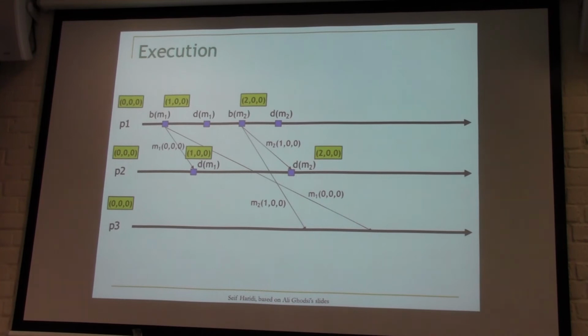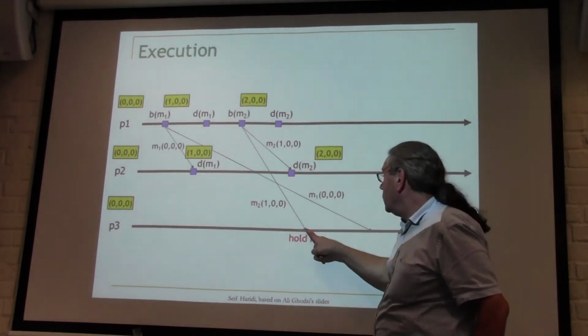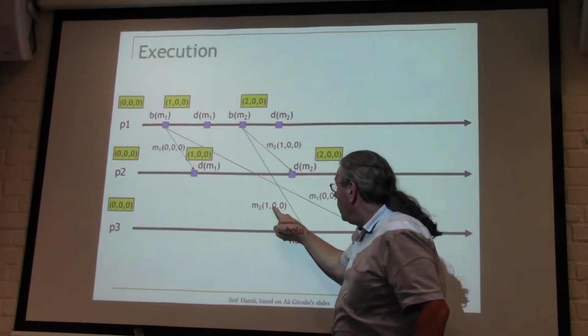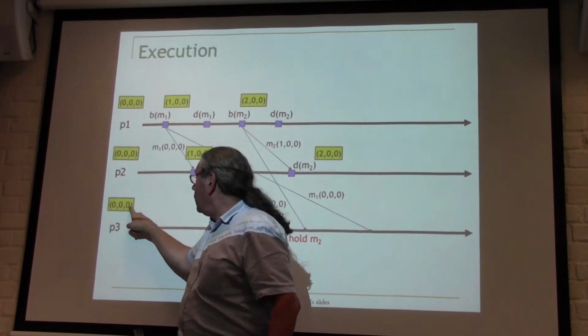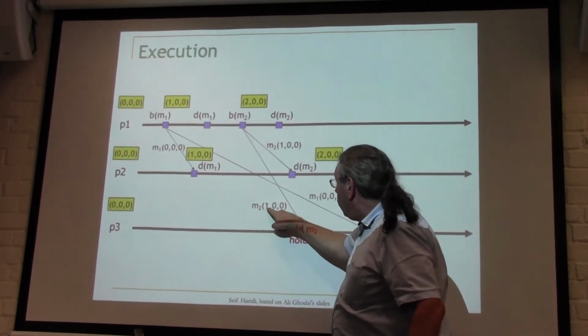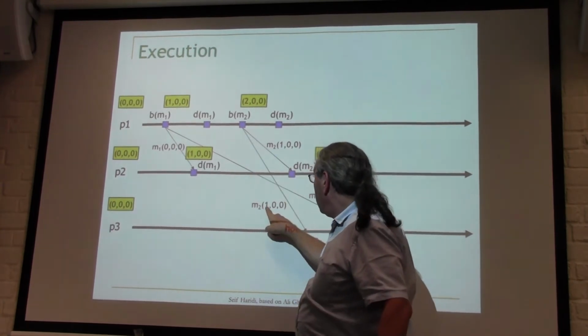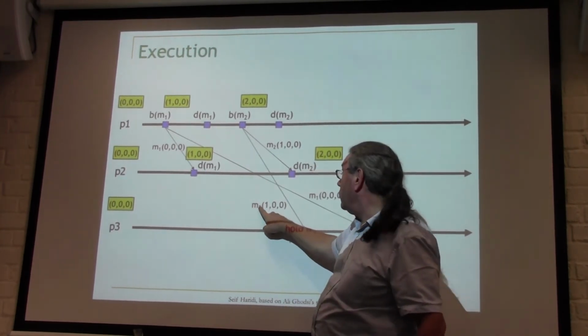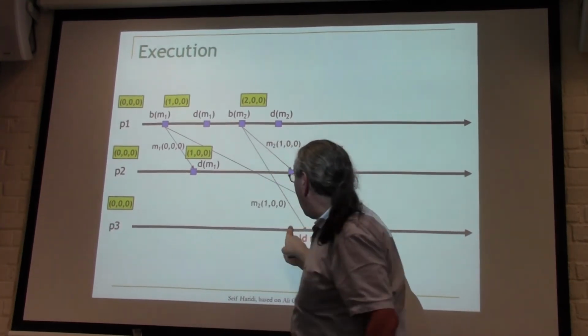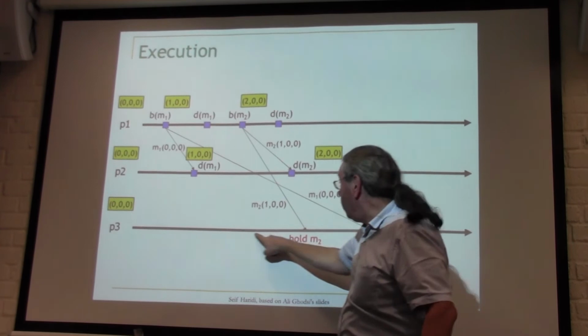Okay, it's delivered there. It's delivered there. But here, what happens? Well, this number, 1, 0, 0, is bigger than 0, 0, 0. The 1 here means there's actually one message from P1 that is causally before M2. But here it's a 0. That means that message has not arrived here yet. You see that? See what's happening?